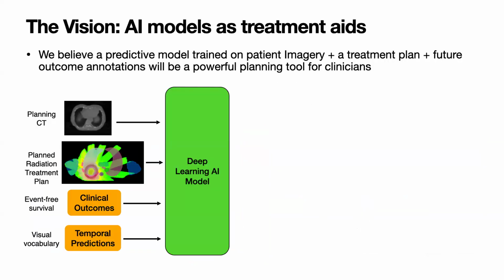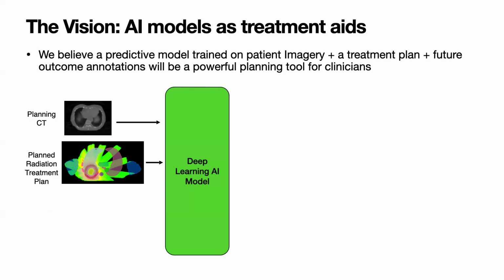Okay. And so our idea was, given that we have the planning CT, given that we know what the radiation dosage is going to be, and that we know some clinical outcomes, we can train. Then when it's time to have a new patient, they come in, they get their scan, and the radiation oncologist says, okay, this is the plan I want to have.